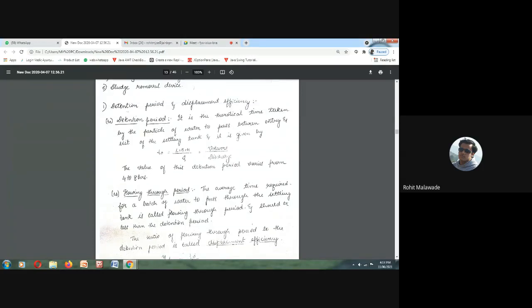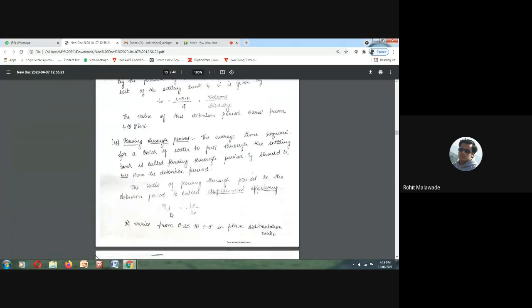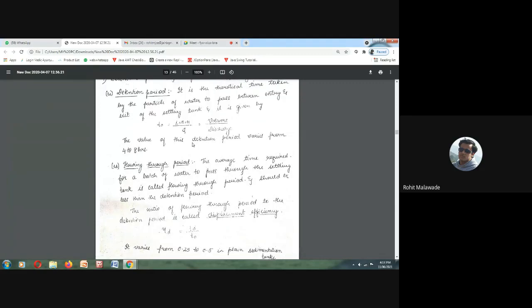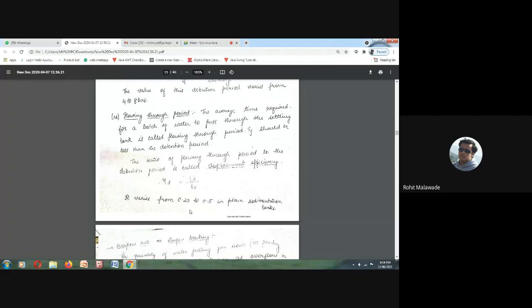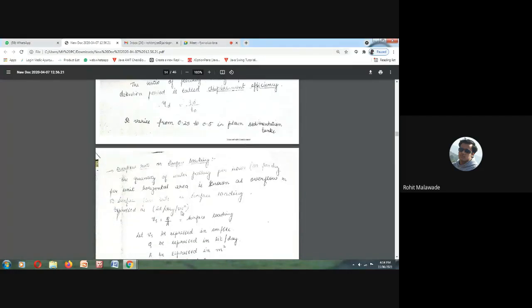Now, we will see what is the flowing through period. The average time required for a batch of water to pass through the settling tank is called the flowing through period. Normally, this varies from 0.25 to 0.5 for a plain sedimentation tank.